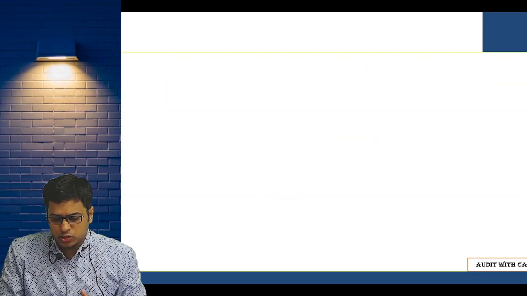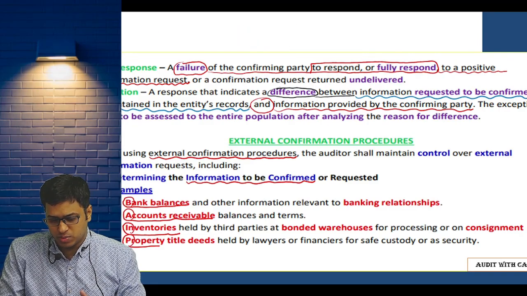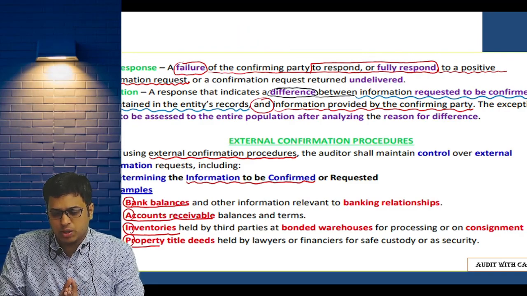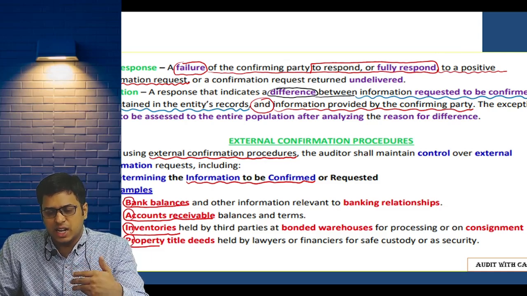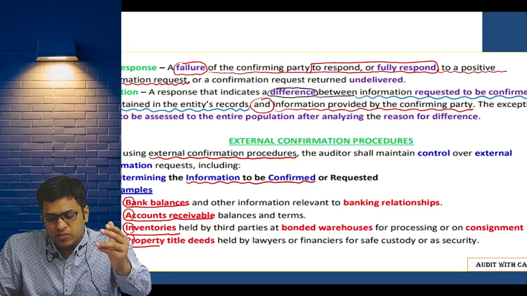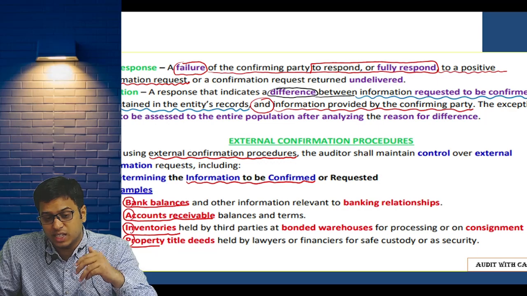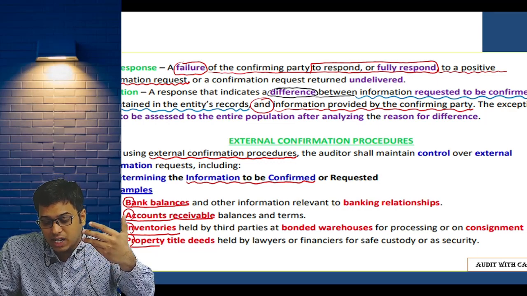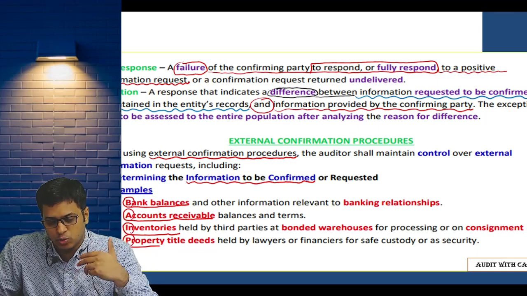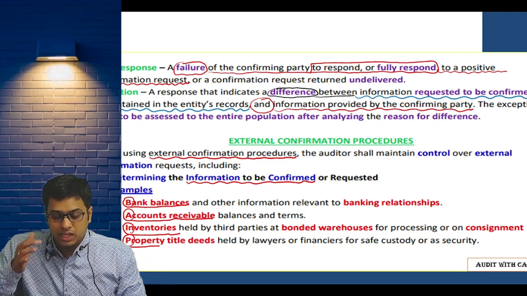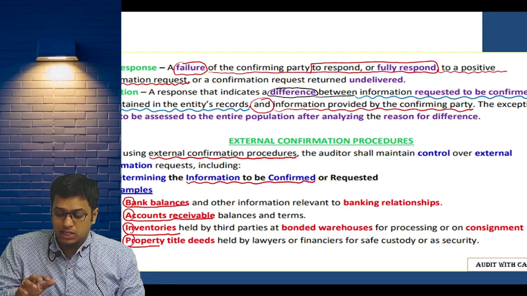The third point here is something called non-response. Non-response means, if we are sending a positive confirmation request and there is no response to it, or if we are sending a request and the request is returned to us undelivered, so it never reaches the third party, then that is called non-response. Okay? Sir, what is exception then?